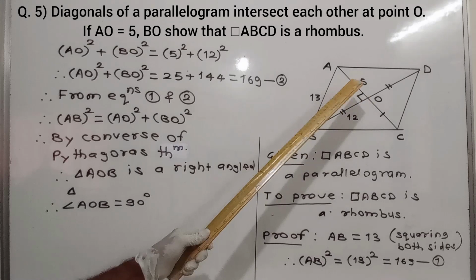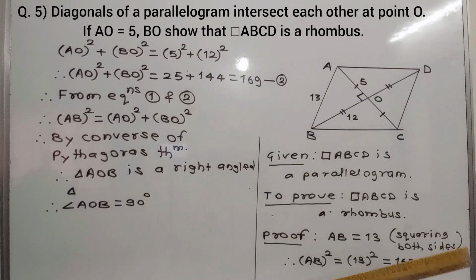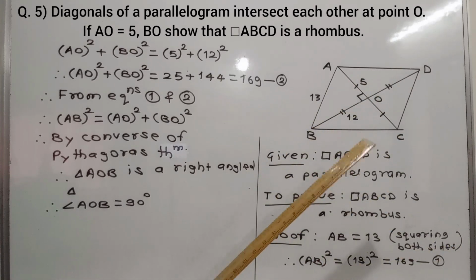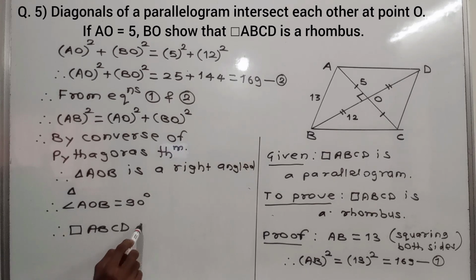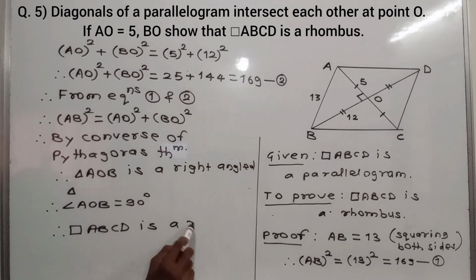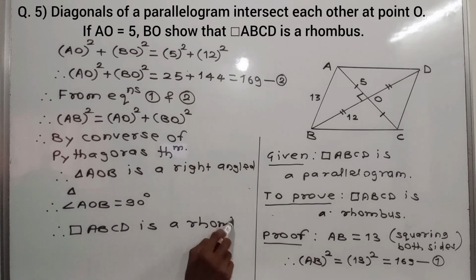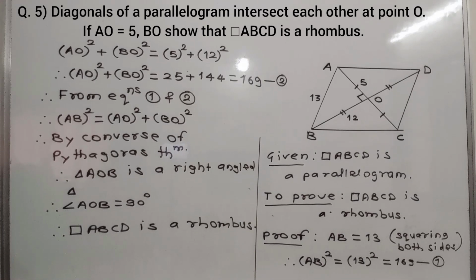Diagonals bisect each other and are perpendicular to each other. Did you get it? And those are not congruent. Therefore, quadrilateral ABCD is a rhombus. Did you get it?